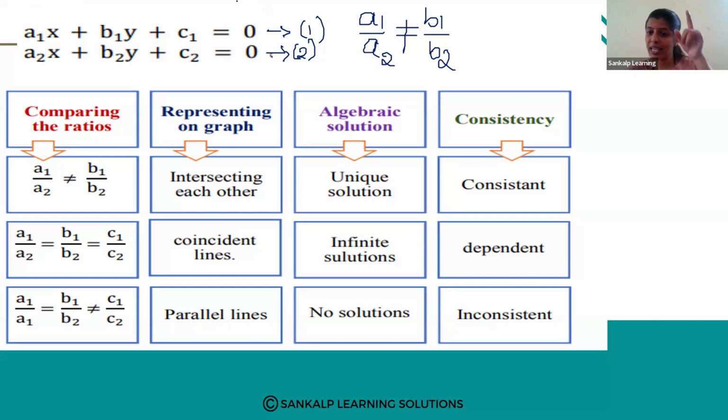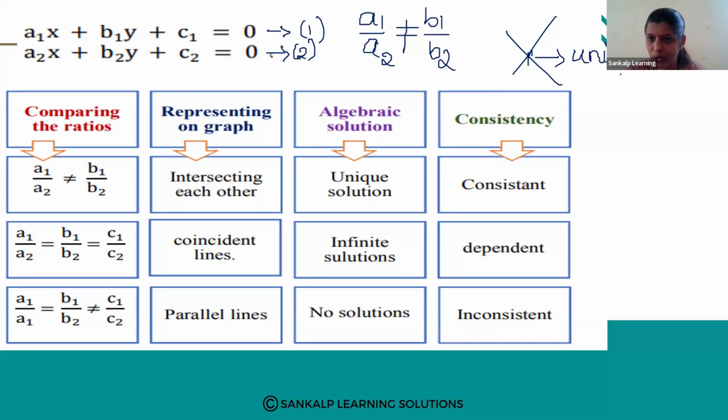Then you can say that a1 divided by a2 is not equal to b1 divided by b2, right? So when you get this result, representing on a graph, that means the lines are intersecting each other. If you get this kind of result, two lines are intersecting each other, right? Next, how many solutions does it have? It has a unique solution. That we call a unique solution.